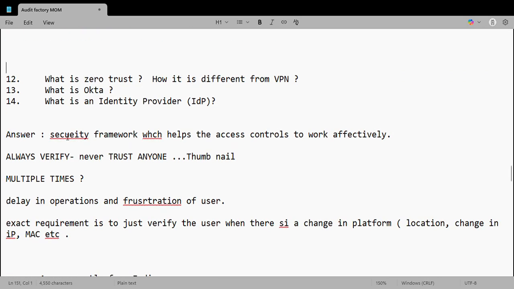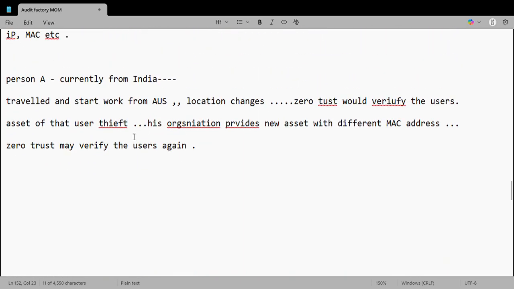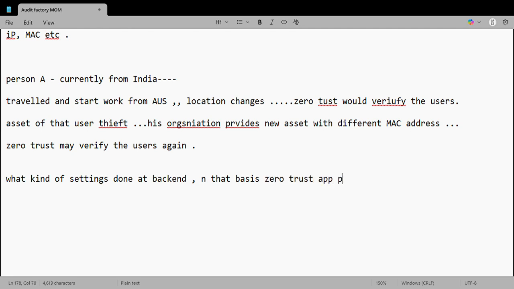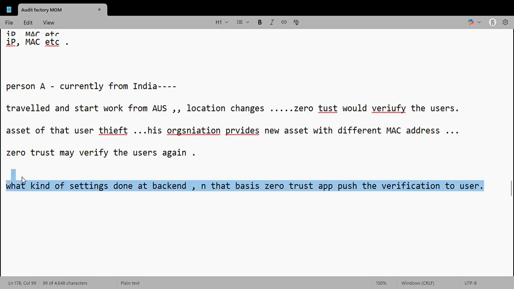It doesn't mean that zero trust is just pushing the credentials again and again just to verify. No, that also happens, but in a scenario context. It completely depends on what kind of settings are done at the back end. On that basis, the zero trust app pushes the verification notification to the user. So this is the exact role here.